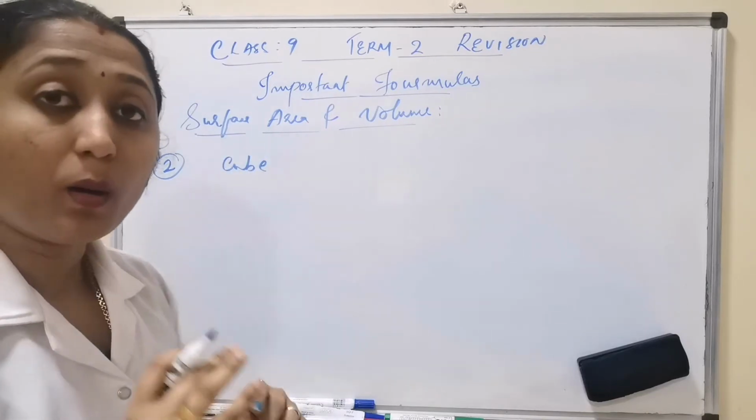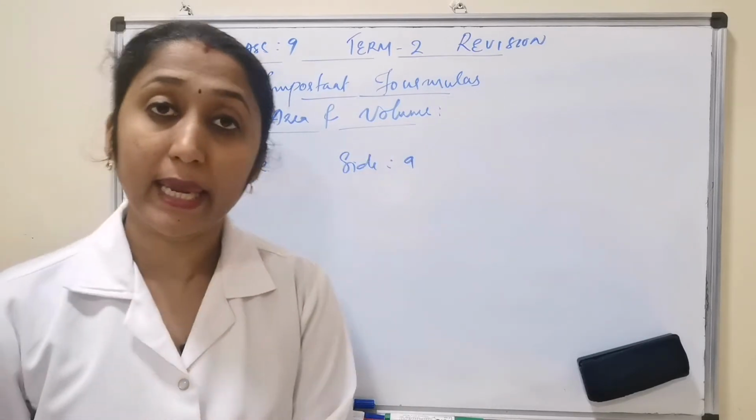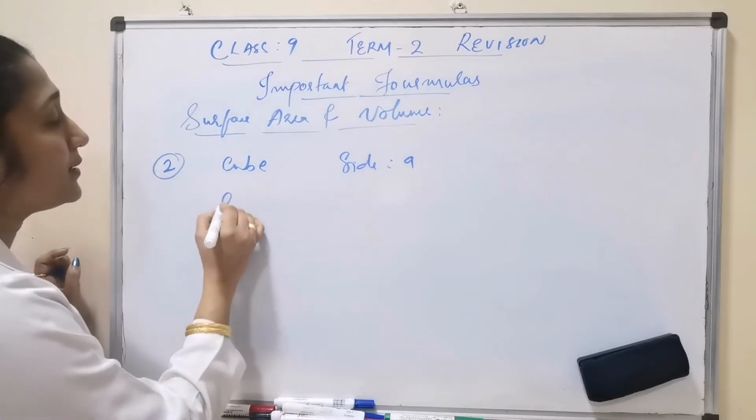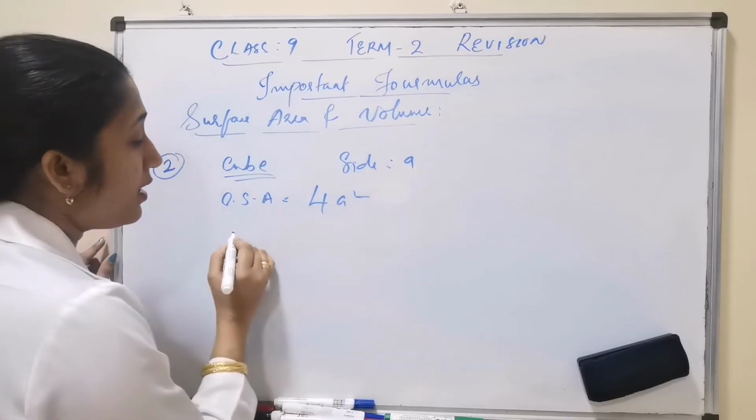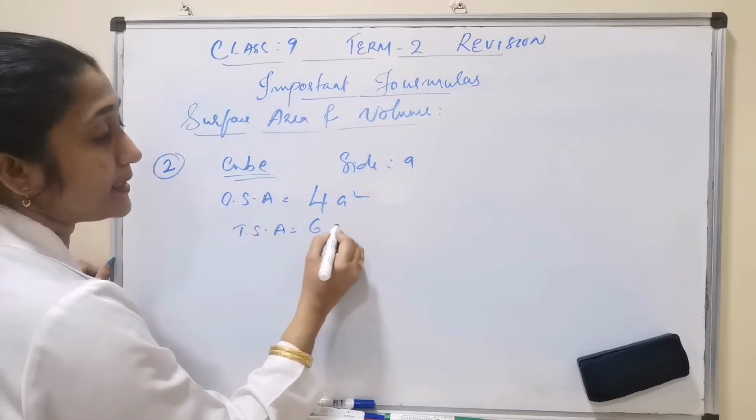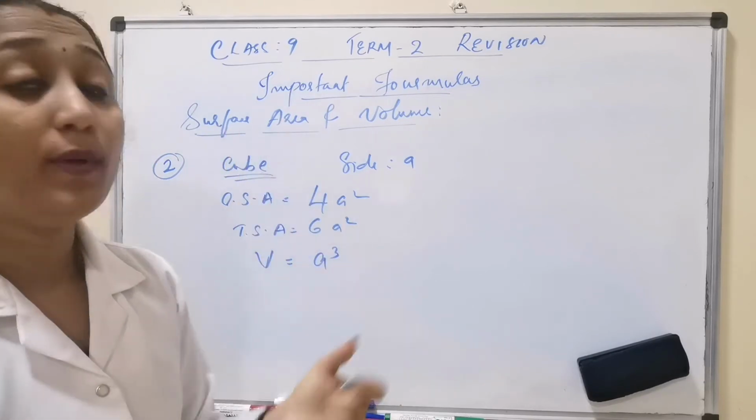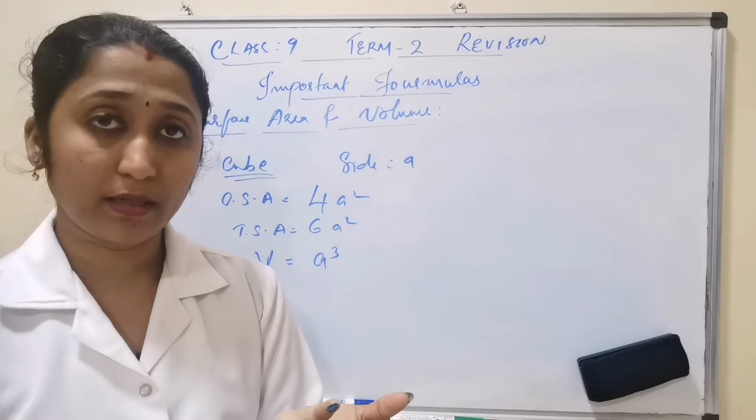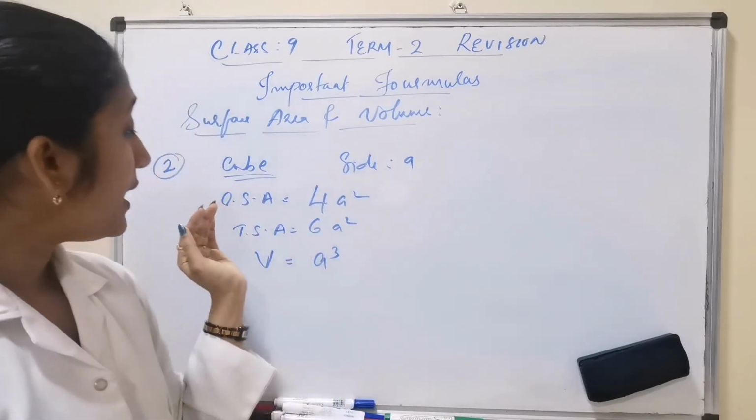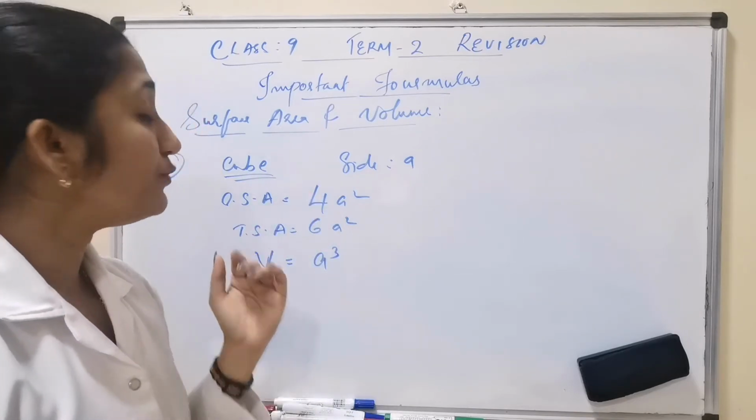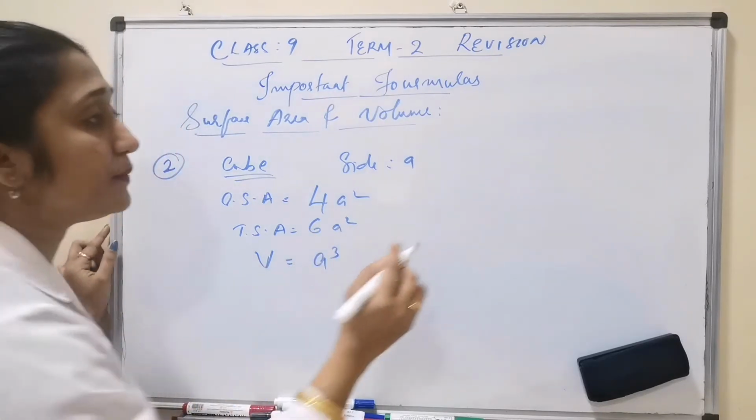Okay. Next one is the cube. Cube means all the sides are equal, so the side is a. What is the curved surface area of a cube? Curved surface area of a cube is 4a², total surface area is 6a², and volume is a³. This is the formula for the cube. So the curved surface area is 4a², TSA is 6a², and volume is a³.